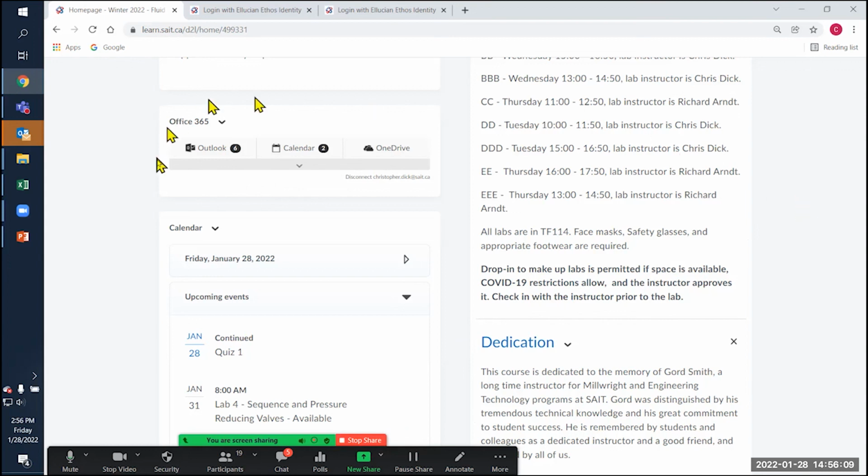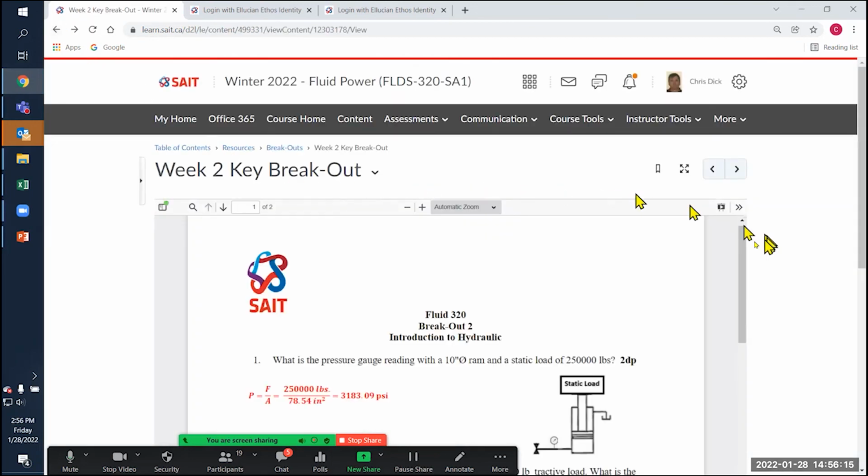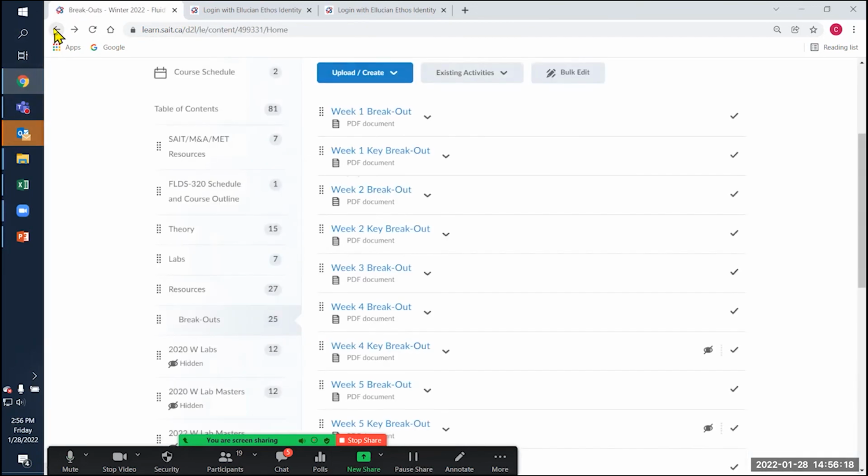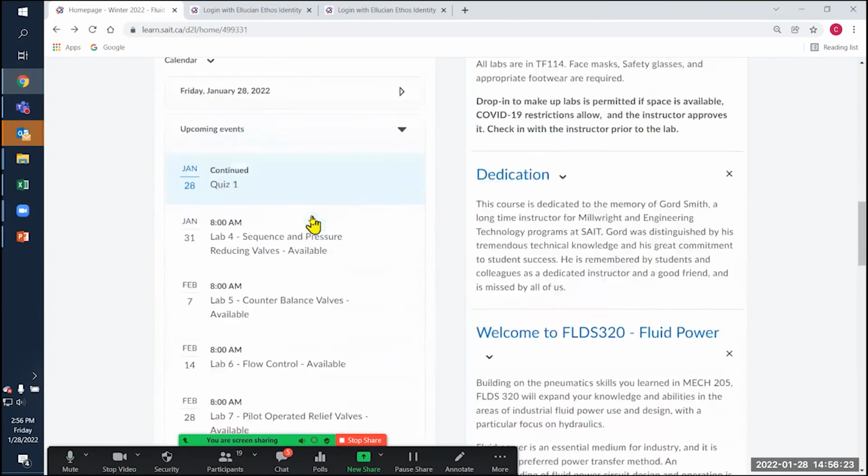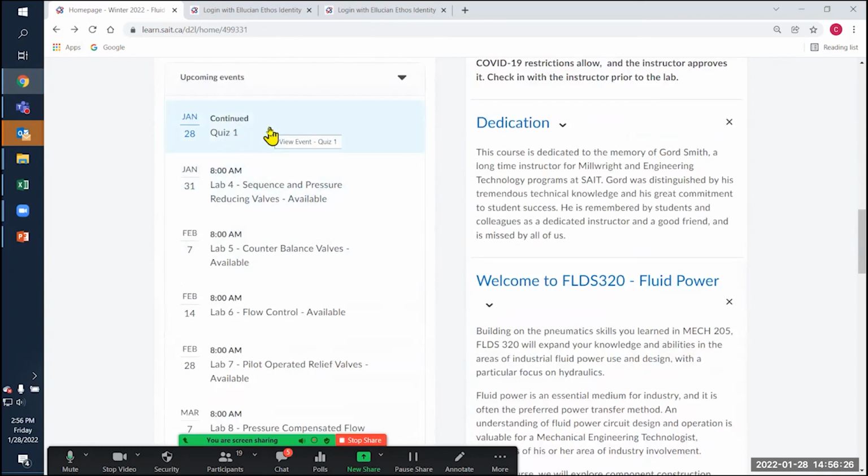Oh, and I've lost my scrolling bar. I love D2L, but not very often. I want to go back to the main page. My scrolling bar is back. So quiz 1, get that done this week, please, and get that submitted. Remember, if you don't submit it, it won't submit. It doesn't magically submit when the time is up. And then next week, sequence and pressure reducing valves. We covered those today. In fact, the circuit you're going to build is very similar to what we covered today. And then we're going to do counterbalance valves the following week.